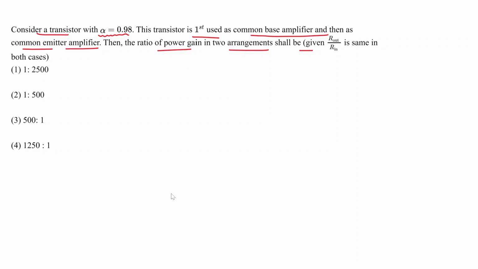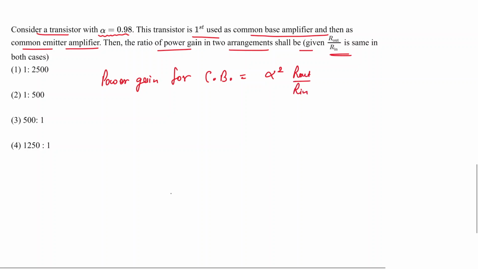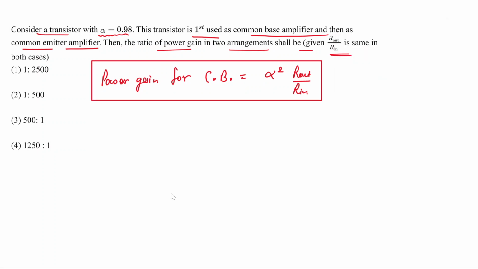where R out and R in ratio is the same for both the cases. So you just have to know what the power formula is. The power gain for common base configuration is equal to alpha square R out upon R in. This is my relation for common base configuration. The power gain is written as this.